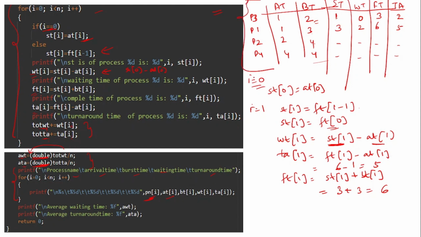So the table which you see here, the entire table would be printed again, and then the burst time, we have the waiting time, turnaround time, and then finally you print the average waiting time and the average turnaround time. So that's how you create the algorithm of the shortest job first process scheduling algorithm. So this is how the entire shortest job first scheduling algorithm works.